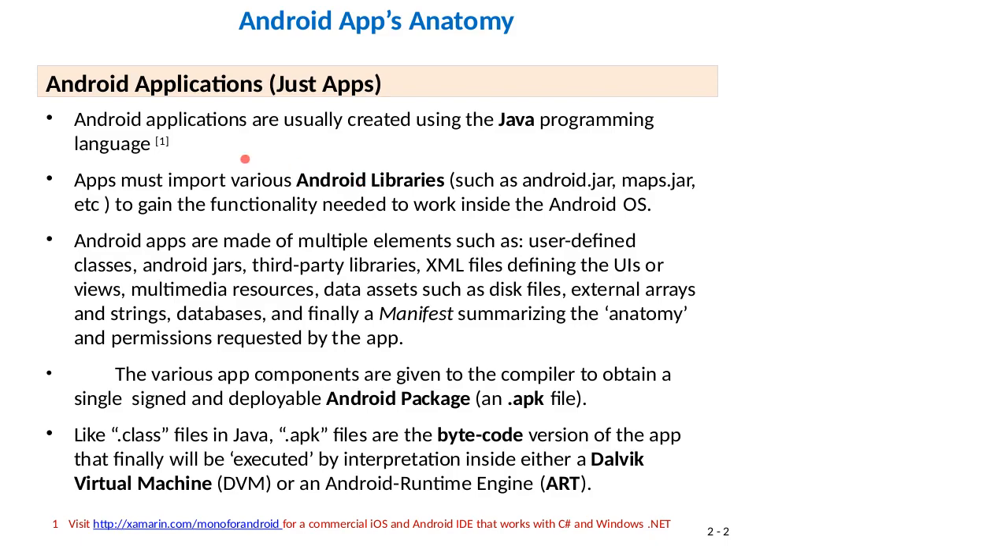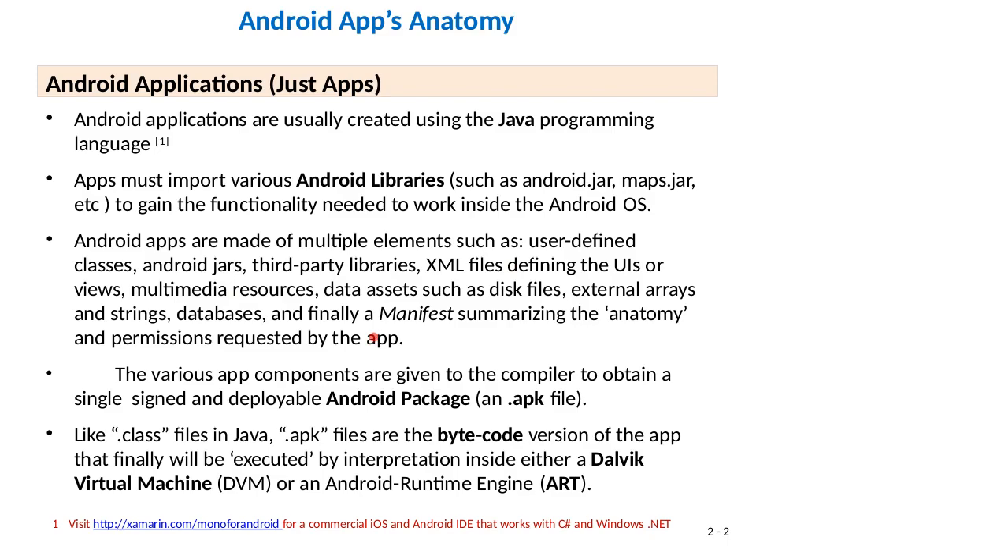You can see that Android applications are usually created using the Java programming language or Kotlin. And you'll find that your app will be made of multiple elements. It's not only one element that will be in your app. You'll have something like user-defined classes, third-party libraries, XML files, multimedia resources, data assets, and what have you.